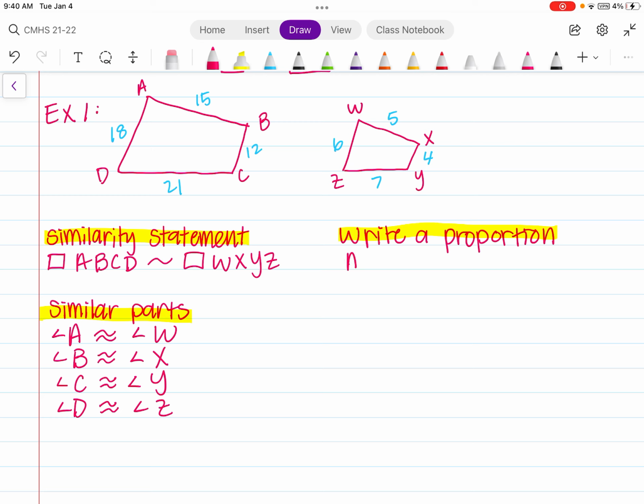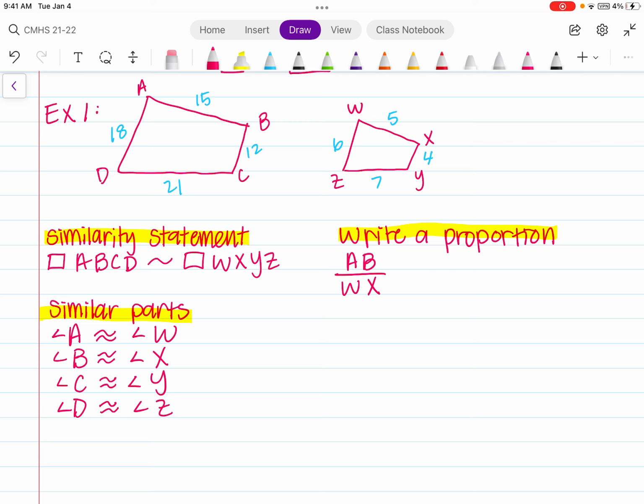So side AB, okay, side AB is proportional to which side? Tell a partner. Side AB is proportional to which side on the other one? Hopefully you have said WX. AB is proportional to WX on the other side.